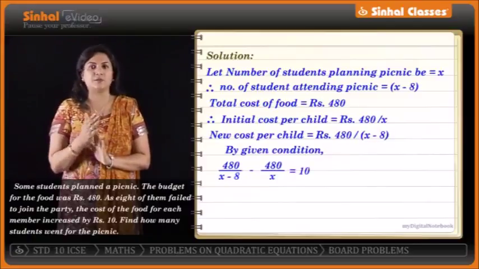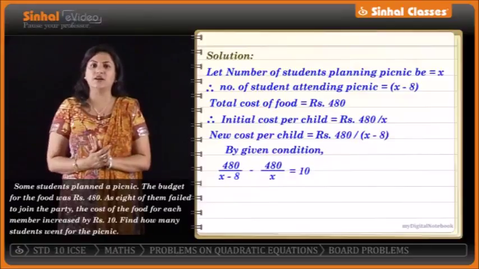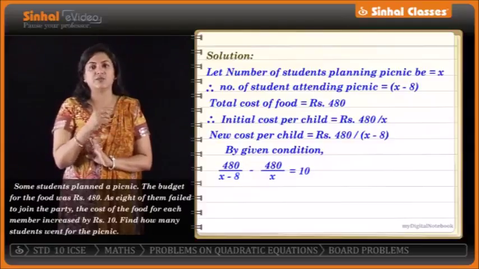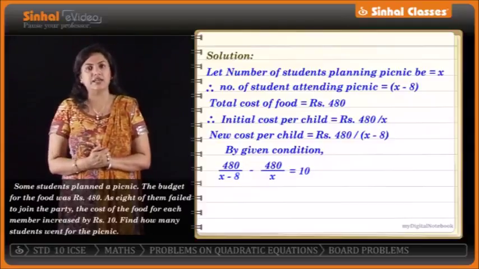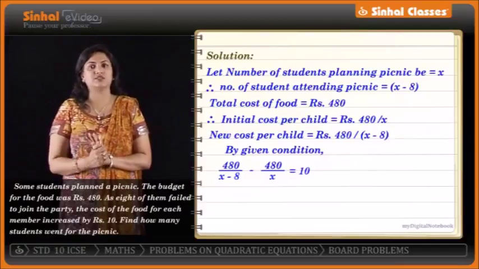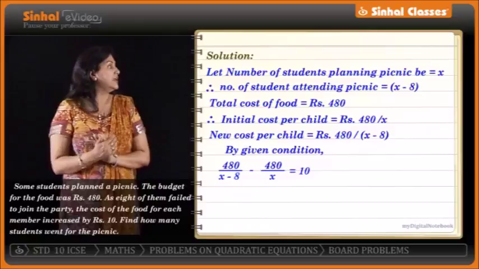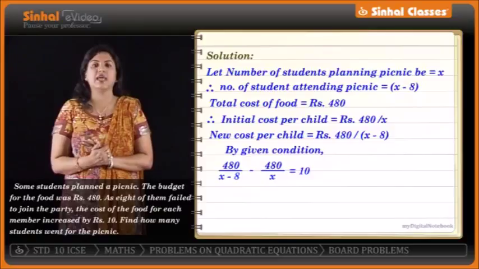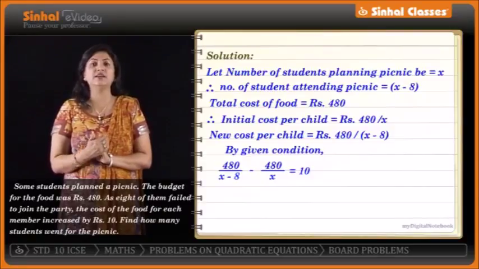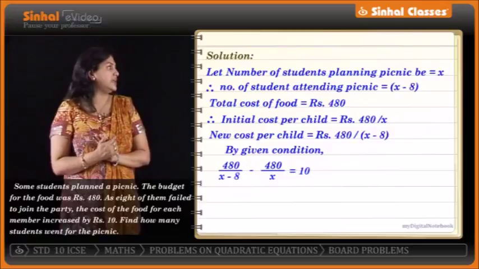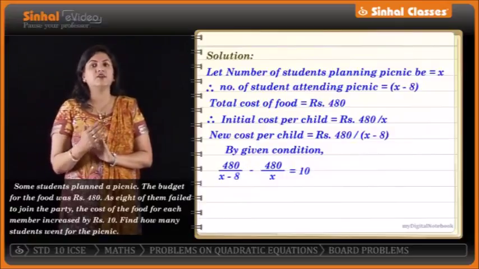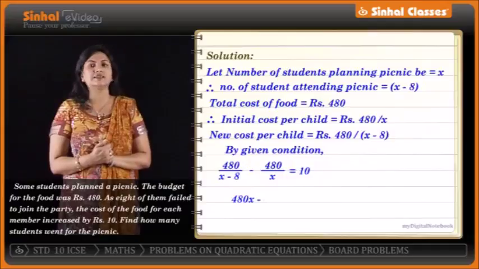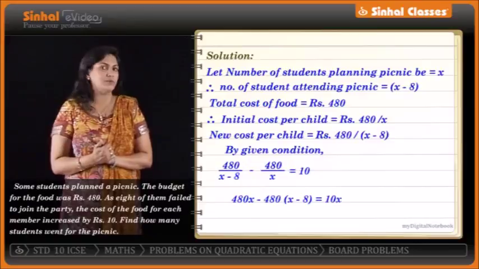We always have to subtract greater minus smaller. In this case, which is the greater fraction? Obviously the first one, because the denominator is less. So we do the subtraction, equate it to 10. Now cross multiply, or rather first take the LCM as x into x minus 8. We have 480 into x minus 480 into x minus 8 is equal to 10 into x minus 8.